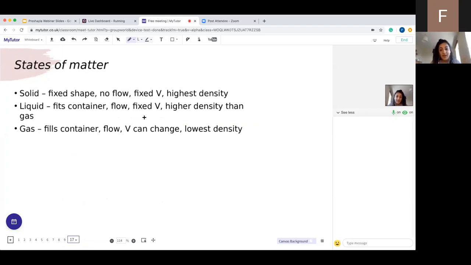Liquids fit the container that they're poured into. They can flow, they do have a fixed volume because they are contained. They have a higher density than gas, but a lower density than solids. Gas fills the container, it can flow, its volume can change, and it has the lowest density. So all kind of things that we should know, but just a little refresher.